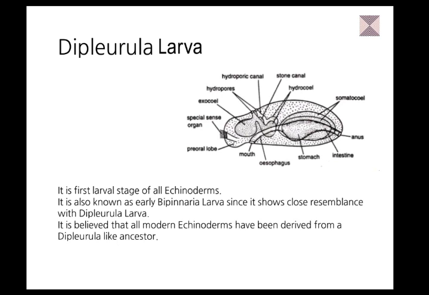On the tip, you can see some special sense organs. So this is for sensing. That is a very, very important stage in the case of echinoderms, as all the echinoderms start by this kind of stage.